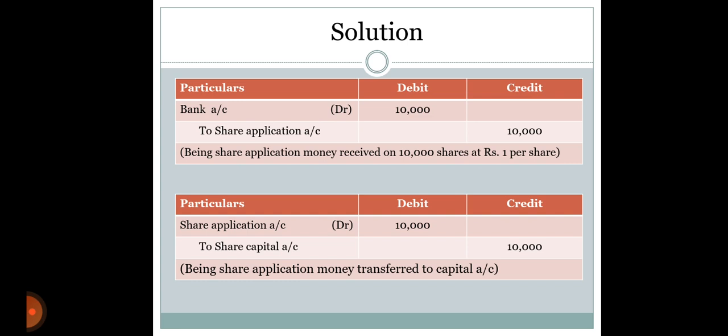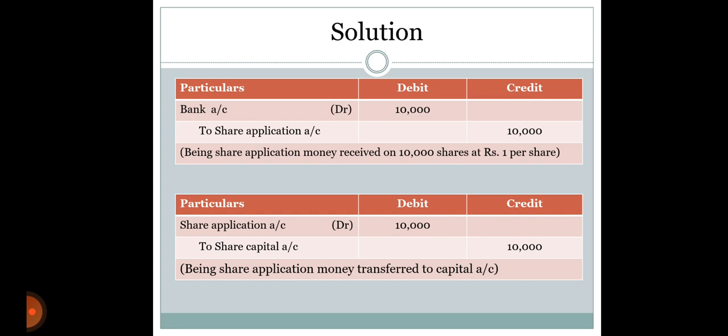The first one is the company received the application money. Bank account debit to share application account. This one is the narration: being share application money received on 10,000 shares, application money is rupees 1 per share. So the amount to be debited and credited is rupees 10,000.